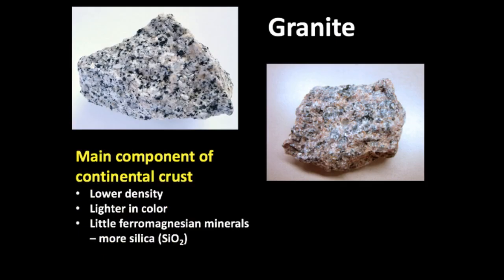Continental crust is granitic, and has a lower density than the basaltic ocean crust. Granite is made of felsic minerals, which are richer in silica than are mafic minerals. Common minerals in granite are quartz, feldspar, and mica.